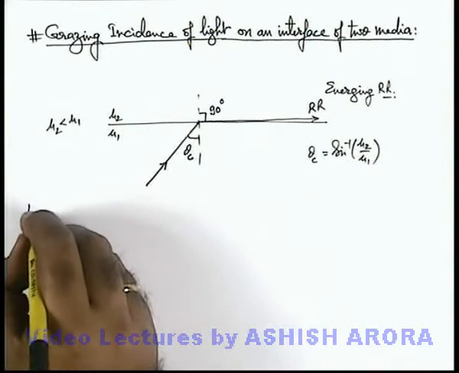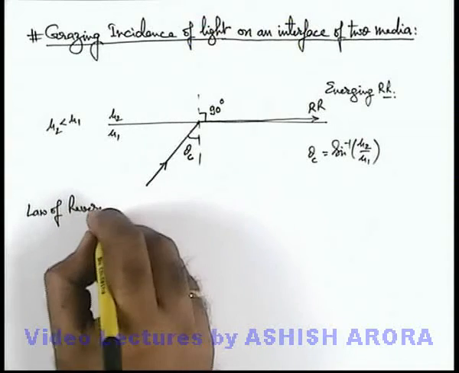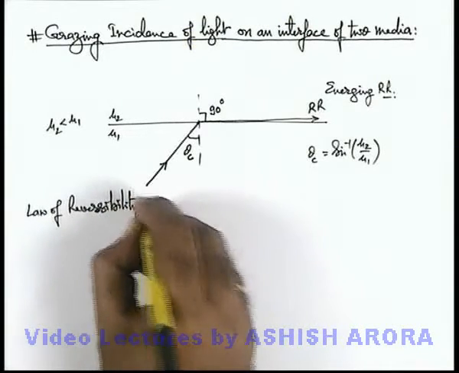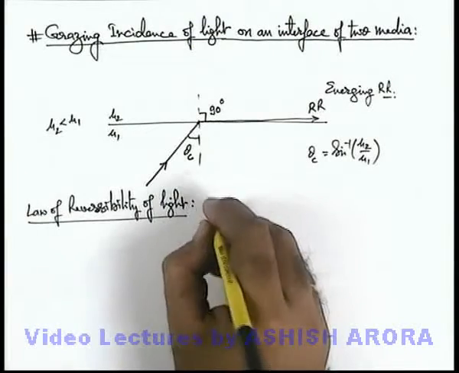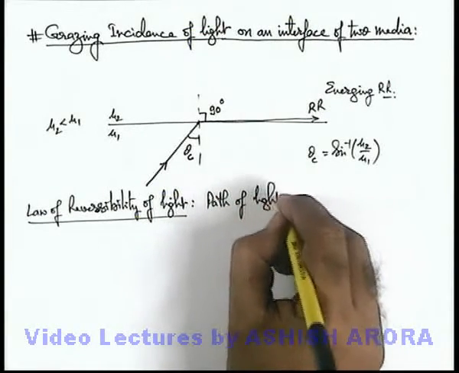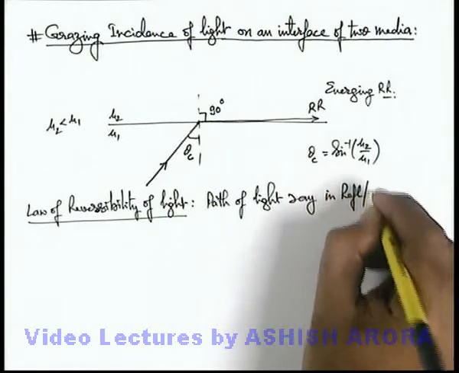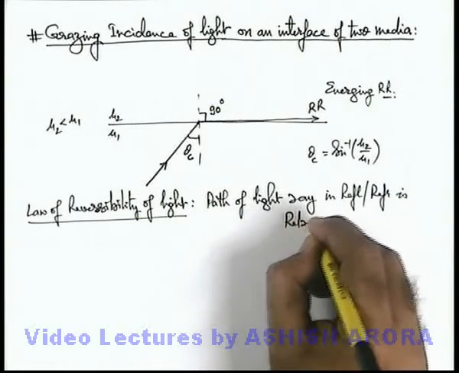Always remember, the law of reversibility of light is written as: the path of a light ray in reflection and refraction is retraceable.